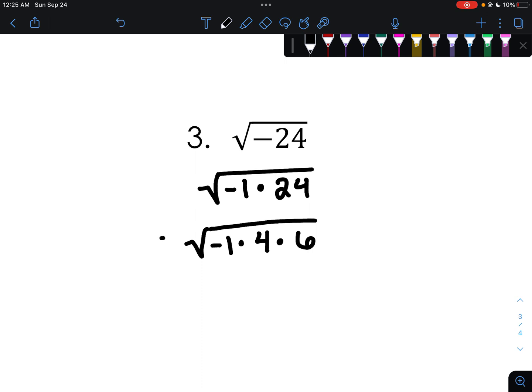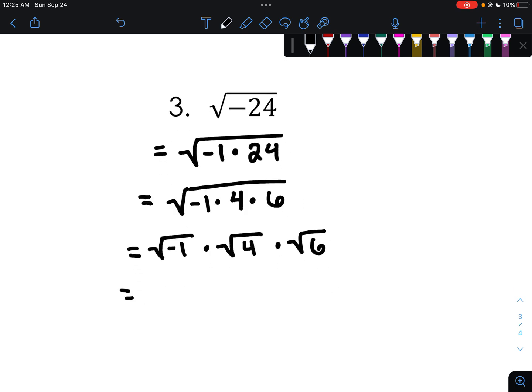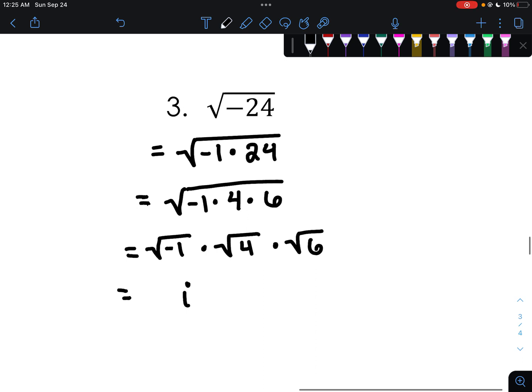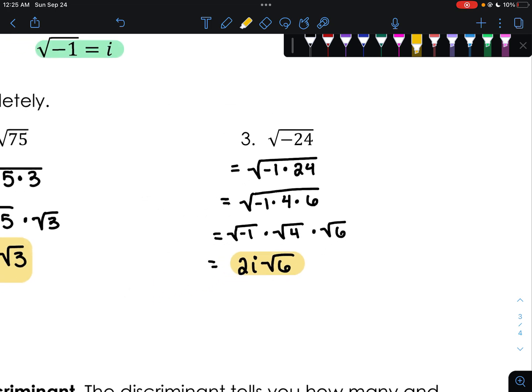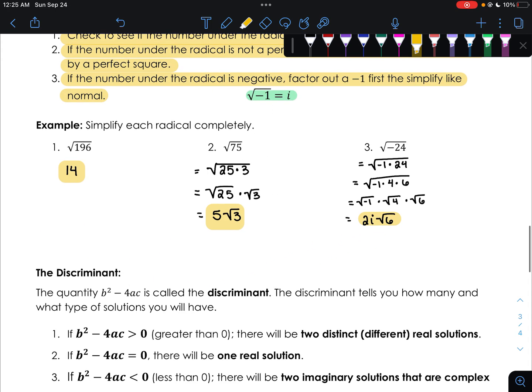Now that I have it written like this, I can write it as three individual radicals. Anytime you're multiplying underneath a radical, you can split it up into different ones, or vice versa. If I have different ones, I could multiply them all together under one radical. The square root of -1 is i. The square root of 4 is 2. The square root of 6 does not break down, so it stays the square root of 6. So 2i rad 6 would be the simplified radical for number 3.